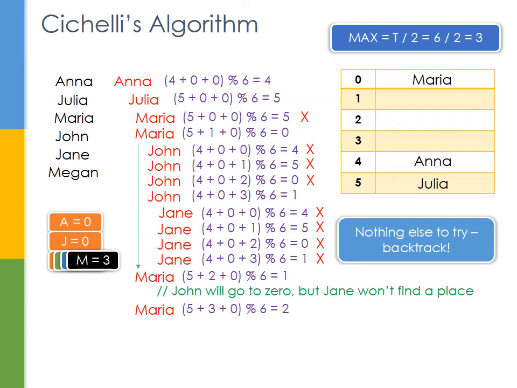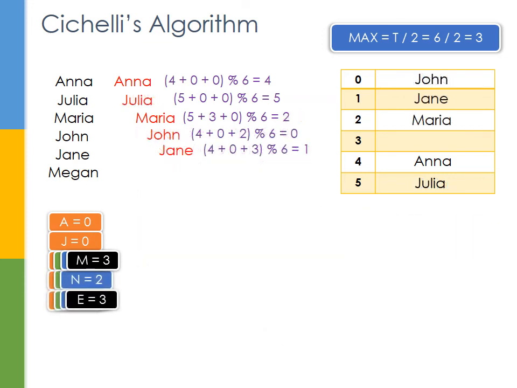So this is Maria's last chance. We have 5 plus 3, which is 8. 8 mod 6 is going to give us 2. So if Maria goes to 2, what then? Then we know John will manage to hash itself to 0, and Jane will actually manage to hash itself to 1. They will both have to stretch a little and also go almost up to the max, but regardless, John will set n to 2 and Jane will set e to 3, and both of them will actually find a place.